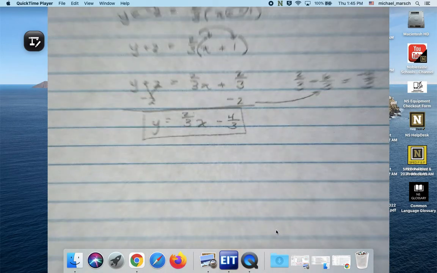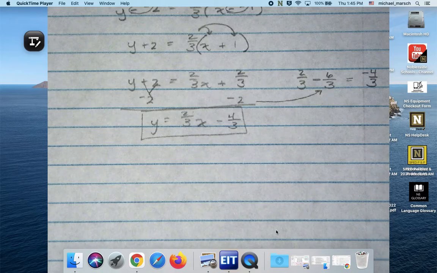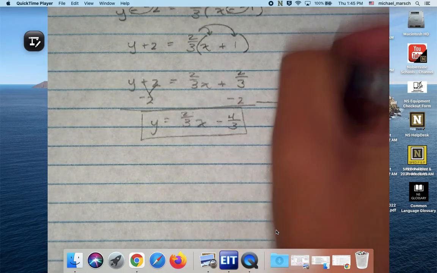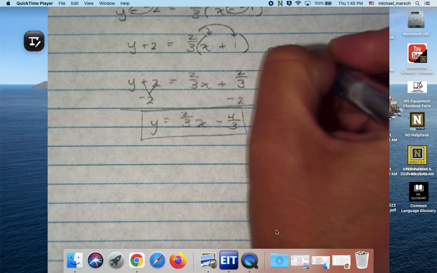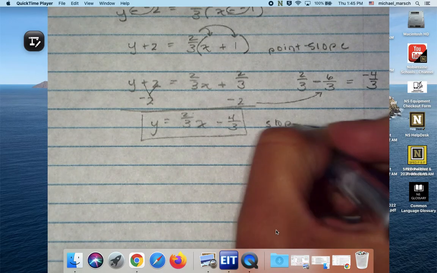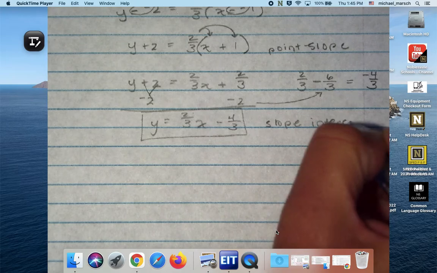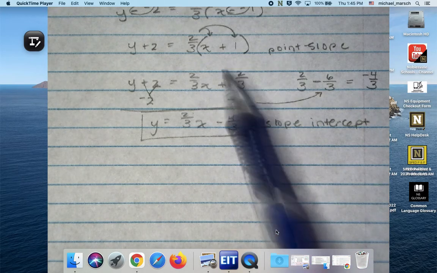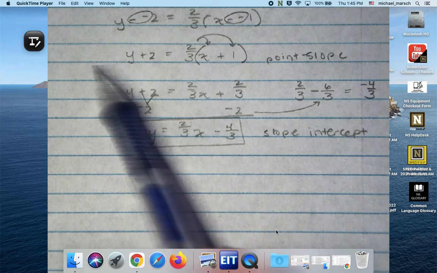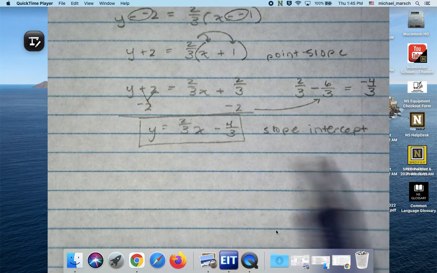So now I have it in slope-intercept form. Woohoo! So many fractions. I was so happy. I know you guys love fractions. The practice today has fractions. So this is point slope, and then this is slope-intercept. Wait, so point slope is after you distribute? Or point slope is before? Before you distribute. So this would have been it before I drew the little arrows. That would be point slope. Okay. And then this would be slope-intercept.